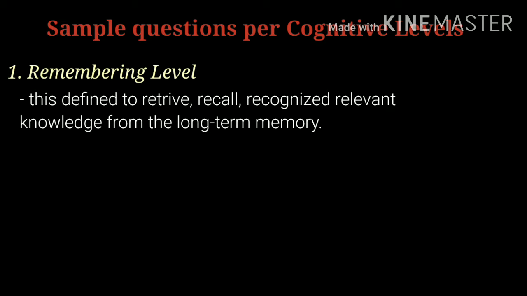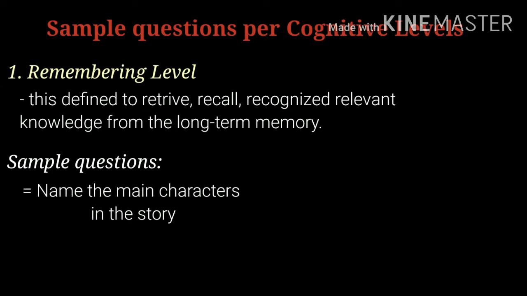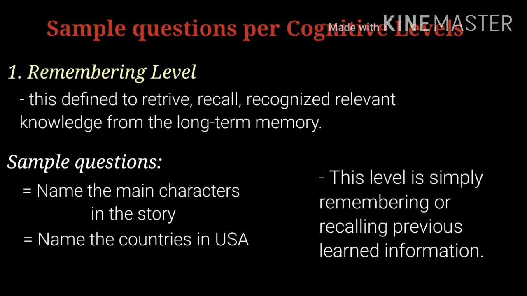This is defined to retrieve, recall, and recognize relevant knowledge from the long-term memory. So number one question is, name the main characters in the story. Number two, name the countries in USA. This level belongs here because it is simply remembering or recalling previously learned information.